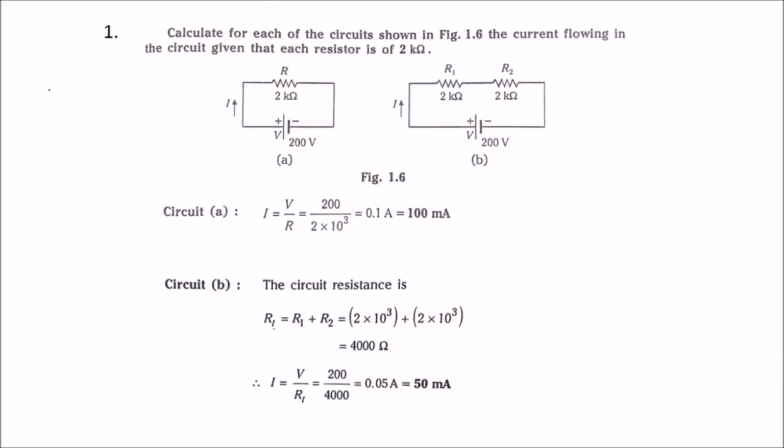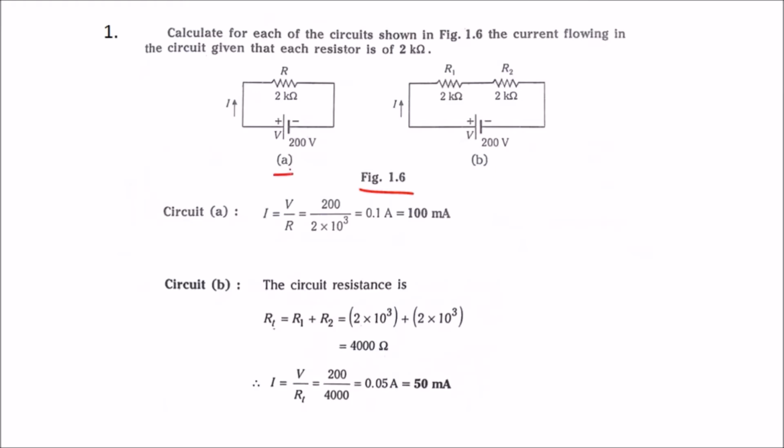Hello everyone, in this video let us discuss a few problems in DC circuits. Number 1. Calculate for each of the circuits shown in figure 1.6 the current flowing in the circuit, given that each resistor is of 2 kilo ohm.